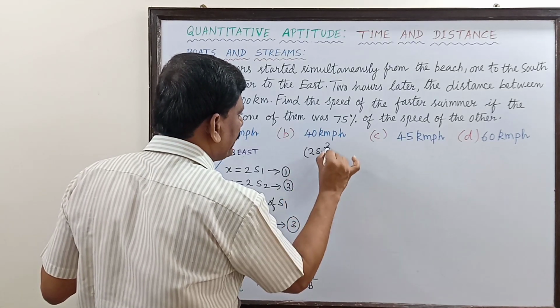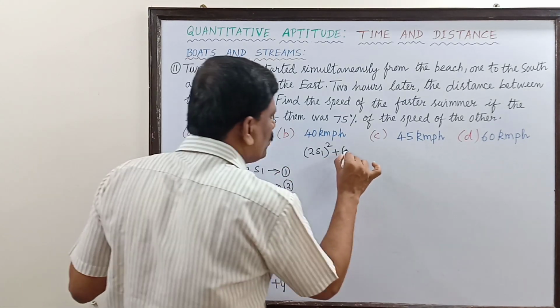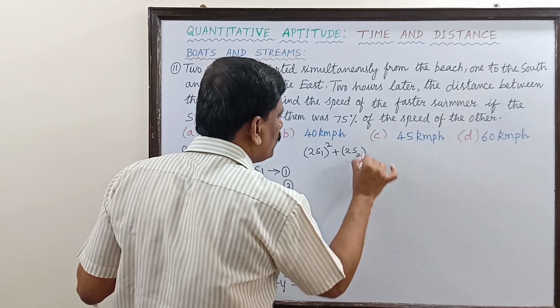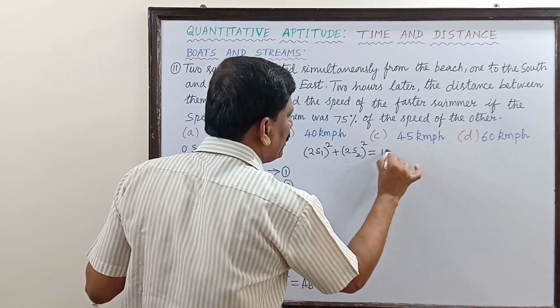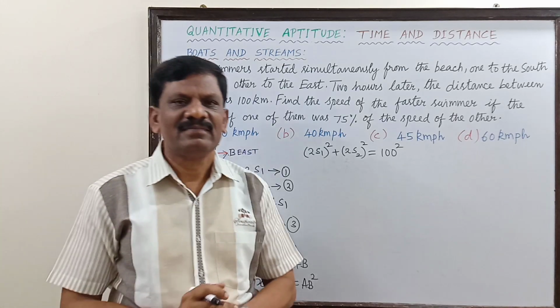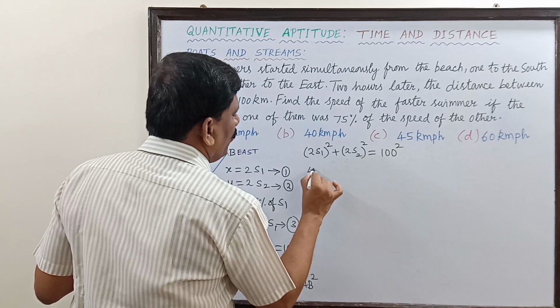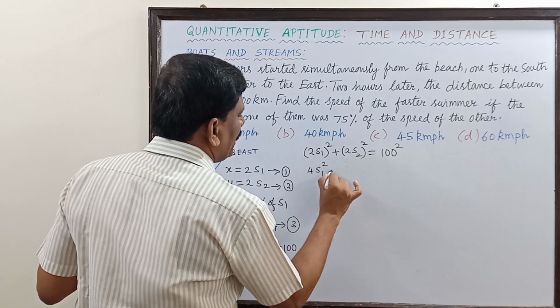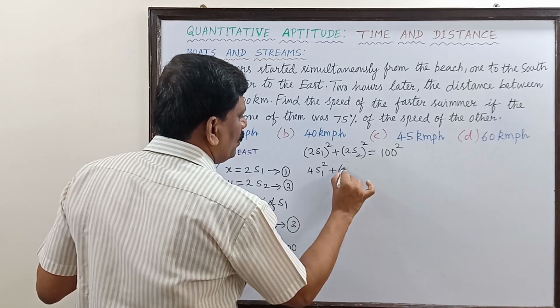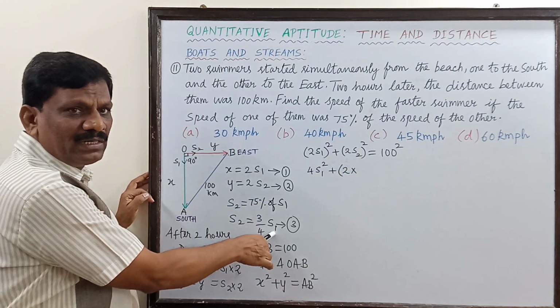2s1 the whole square plus y square is equal to what? 2s2. So 2s2 the whole square is equal to 100 square. Okay? Now, this is what? 4s1 square plus 2 into s2. What is s2 in terms of s1?